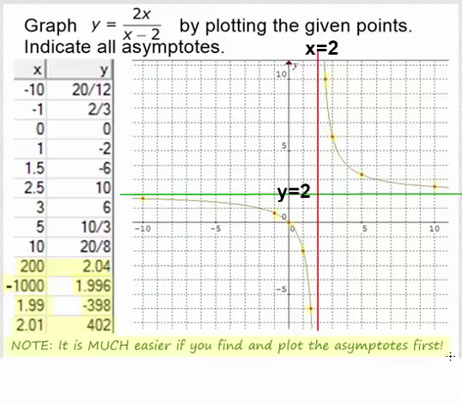y equal 2. But I note, it is far easier if you find and plot the asymptotes first and then finish off your graph. You don't need 12 or 15 points. You really only need about 4 points if you get those asymptotes first. So we're going to cover methods of finding the asymptotes.